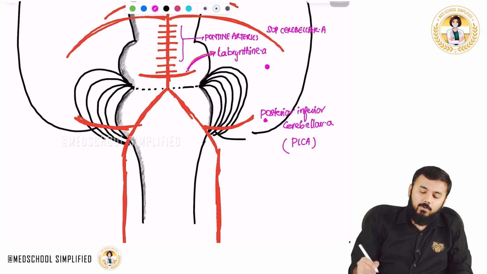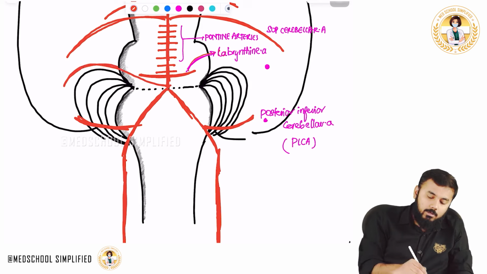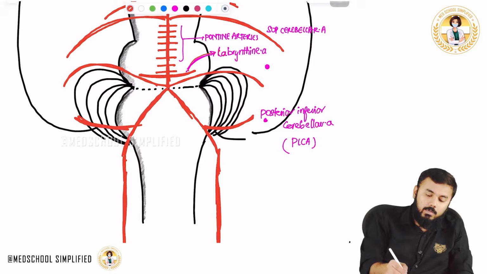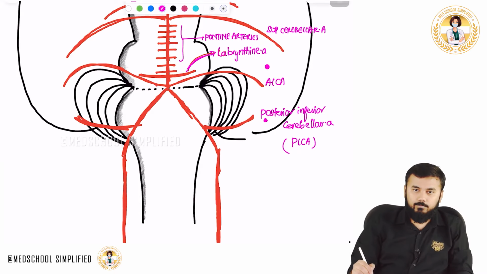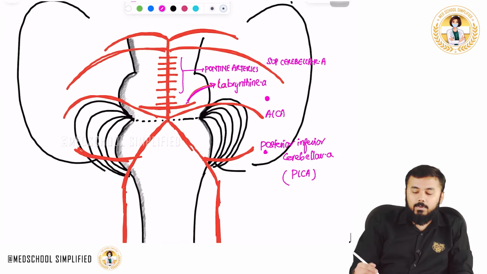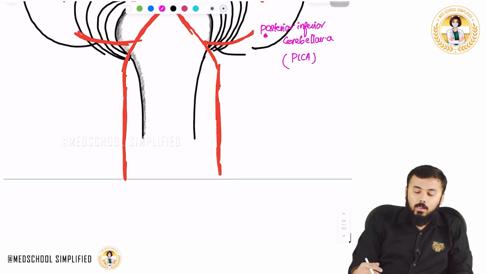Okay. In the same way, another artery that is directly emerging from the basilar artery like this, and that is supplying the top of your cerebellum here, right? So this artery over here is called your anterior inferior cerebellar artery, which is also called AICA. So posterior inferior cerebellar artery, anterior inferior cerebellar artery. So these are whatever branches I have just written over here.